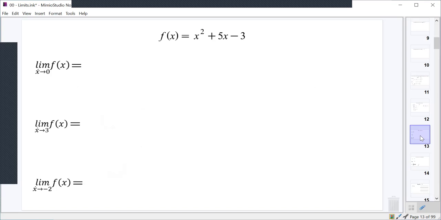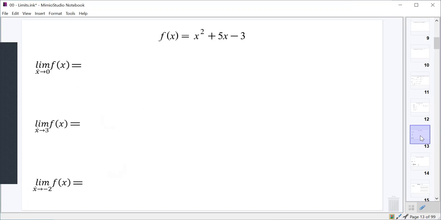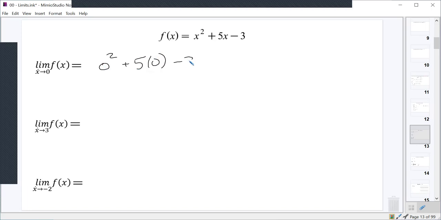So first we'll look at our function f of x equals x squared plus 5x minus 3. And if we think about that function, it's just a parabolic function. It's a polynomial function. Polynomial functions are continuous for all real numbers. And so each of these limits that we're looking for should just be the value of the function evaluated at the different a values. So we've got 0 squared plus 5 times 0 minus 3, or 0 plus 0 minus 3, which is just negative 3.